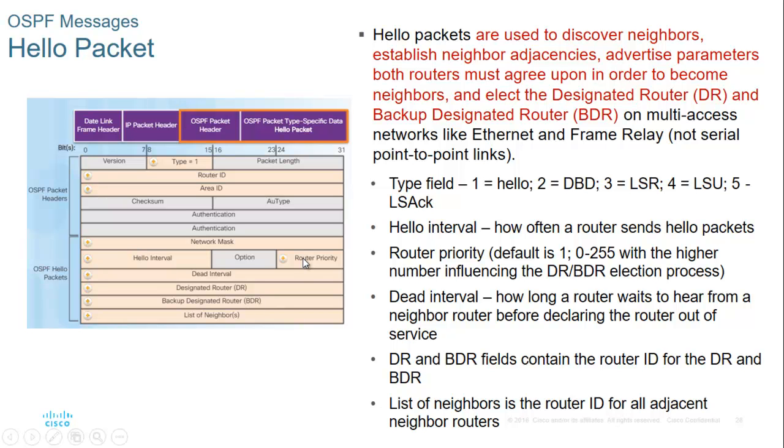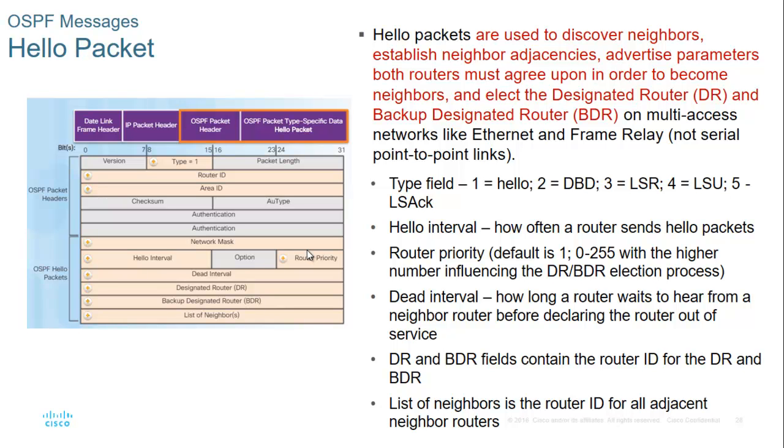Router priority, the default is 1. Once you configure, everybody gets a default of 1. But you can change this to anywhere between 0 and 255, with the higher number influencing the DR-BDR election process. As we go on and see how DR and BDR work, there is an election, and they will use this router priority. I will explain this later in more detail.